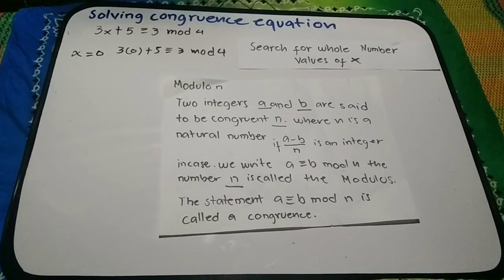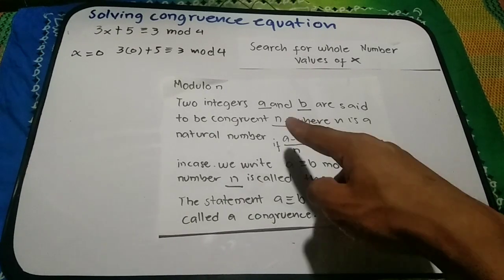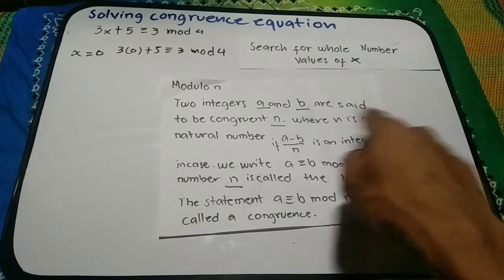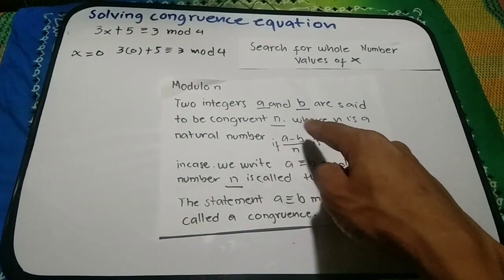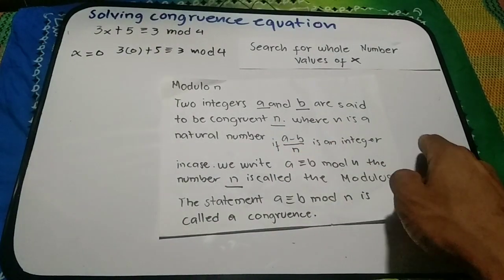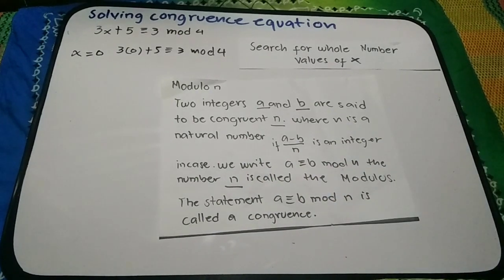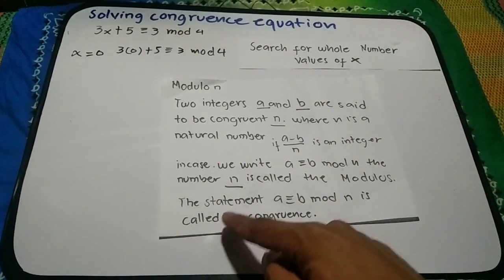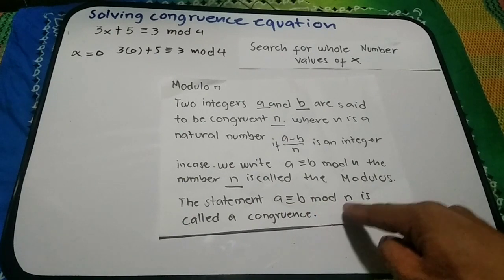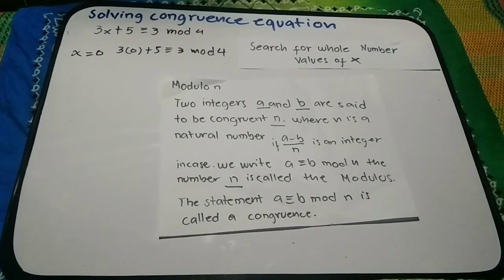Modulo n means two integers a and b are said to be congruent mod n, where n is a natural number, if a minus b over n is an integer. In case we write a congruent to b mod n, the number n is called the modulus. The statement a congruent to b mod n is called a congruence.